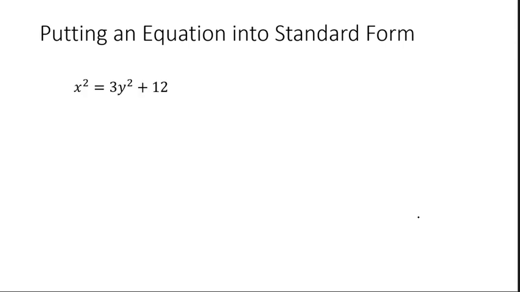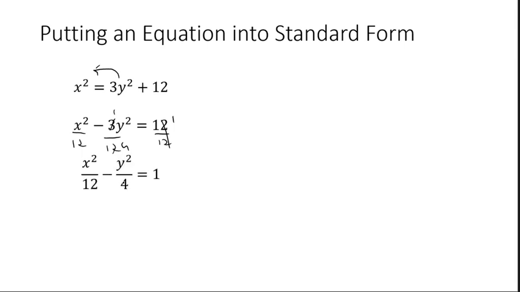So here's an example where you need to put it in the correct format. First things first, we want to get the x squared and the y squared on the same side. So we can subtract 3y squared to bring it over here. We now have x squared minus 3y squared equals 12. And the other thing we need is to get this equal to 1. So we have to divide everything by 12 to make that happen. When you do this, on the right side, we're left with a 1. And 3 divided by 12 gives you 1 over 4. So what we have now is x squared over 12 minus y squared over 4 equals 1. And now that it's in the correct format, we can answer the same questions we did in the previous slide.